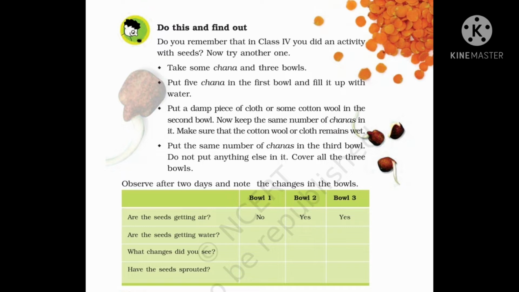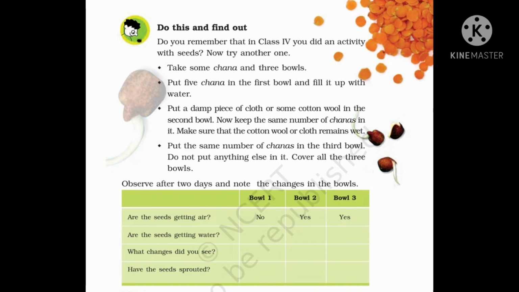So moisture is a very important part of the following activity. Keeping that in mind, we must keep an eye on if the cloth is wet or not. Put the same number of chanas in the third bowl. Do not put anything else in it. It is very important that the amount of chana in the 3 bowls that we are taking are same. Cover all the 3 bowls.